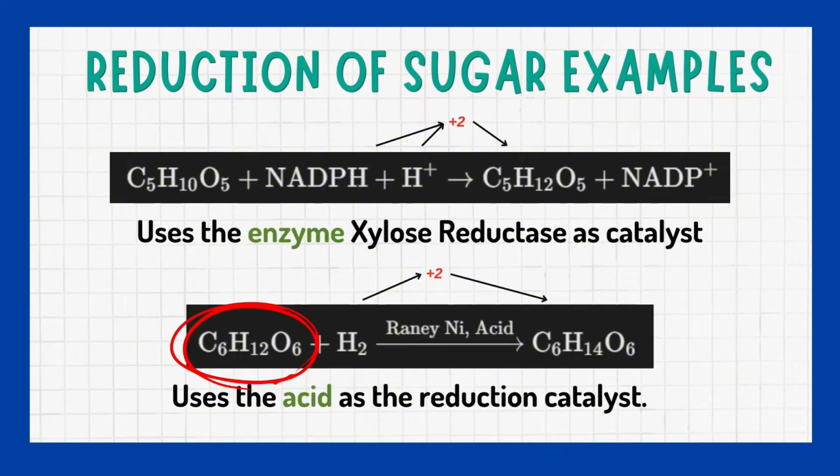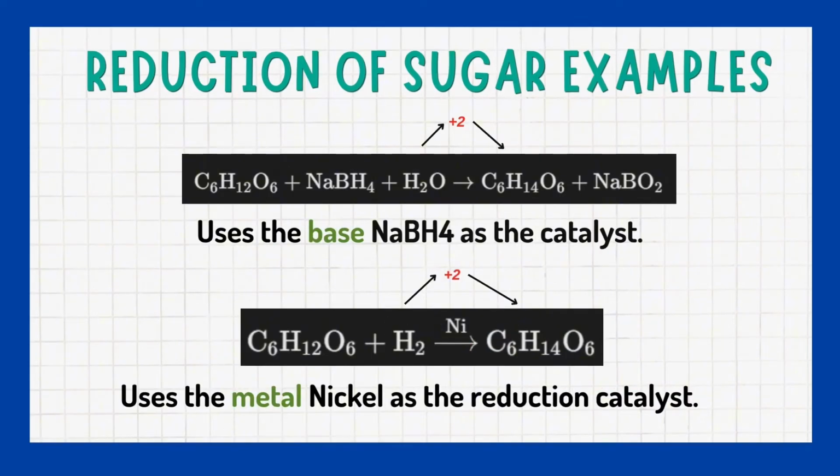And in the second example, glucose is being reduced to sorbitol through an acid catalyst. So this time, we are using a base as our catalyst. Here we have sodium borohydride helping in the reduction process of glucose, reducing it to sorbitol. And lastly, the utilization of metal catalysts, such as nickel here, reducing glucose to sorbitol.